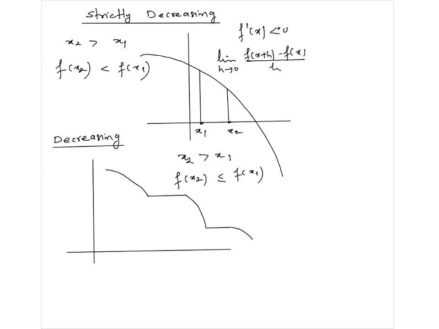In case of just decreasing, stagnation would mean that at those points the slope of the tangent is 0, so 0 becomes permissible in that case. So you have f dash x less than or equal to 0. Again, the derivative is not part of the definition.